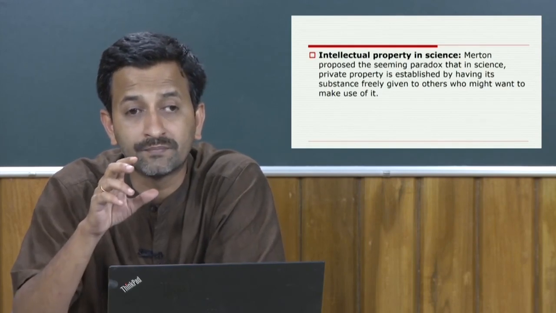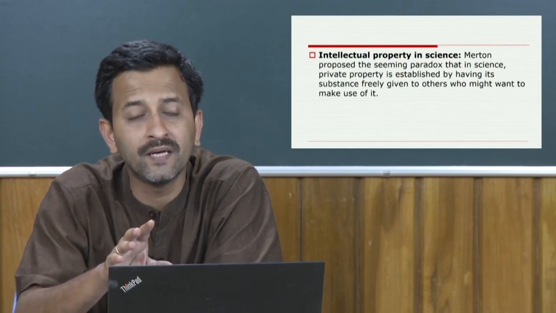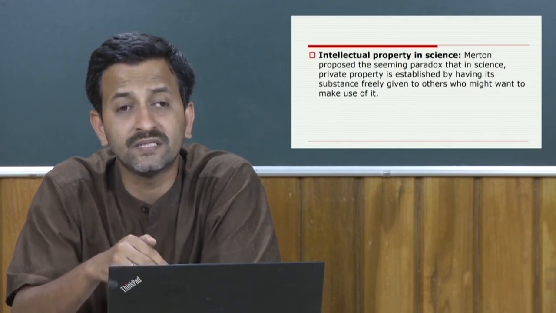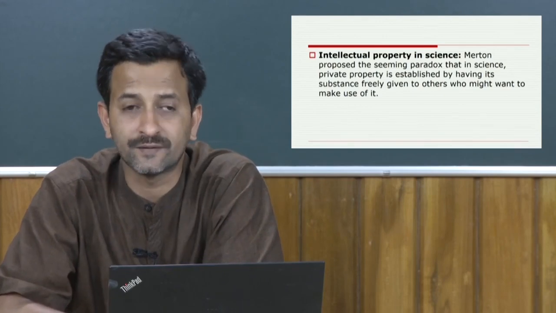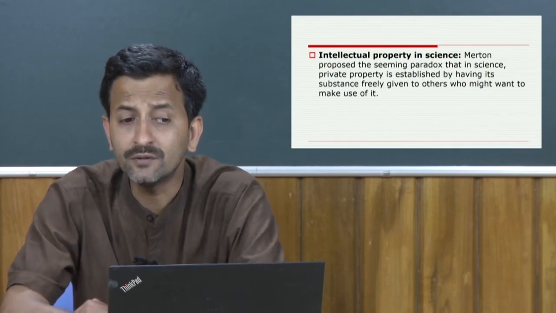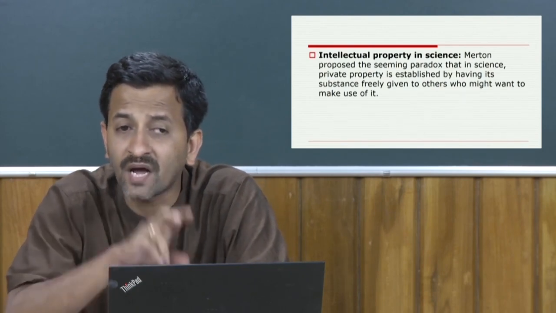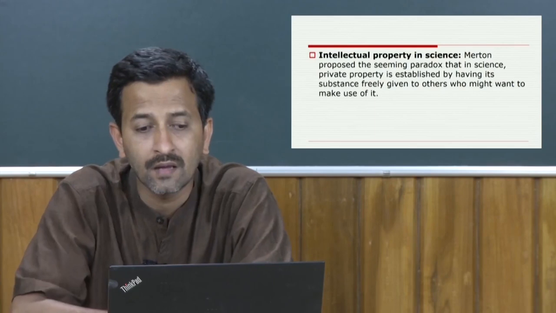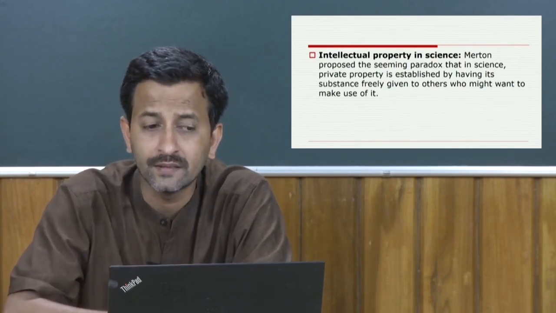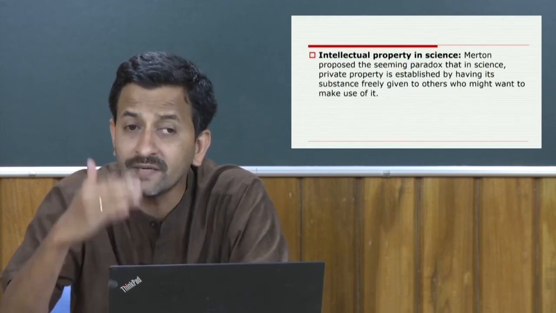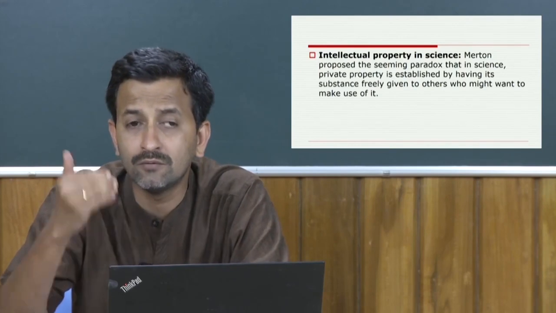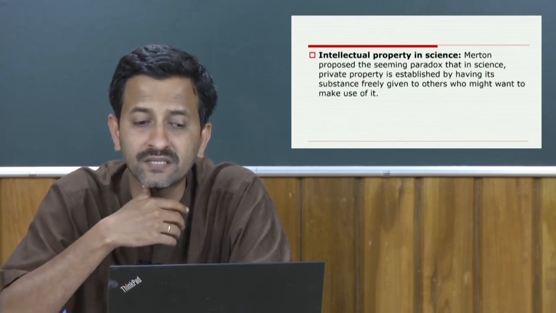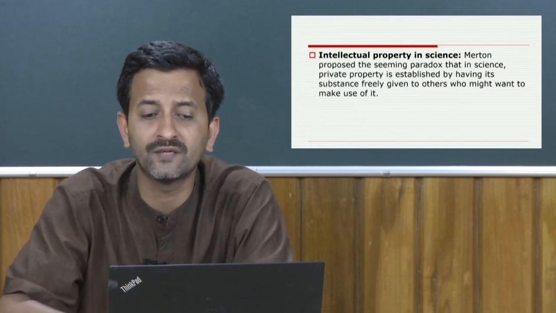What did we discuss in communism? That the product or the process must be owned by the scientific community in such a way that it will have a greater accessibility for the public. Now, due to intellectual property in science, the concept of private property is imposed on the fruits of such technological development born out of science. Now, Merton proposed a seeming paradox that in science, the notion of intellectual property, the notion of private property in a more capitalistic sense, is established by having its substance freely given to others who might want to make use of it.